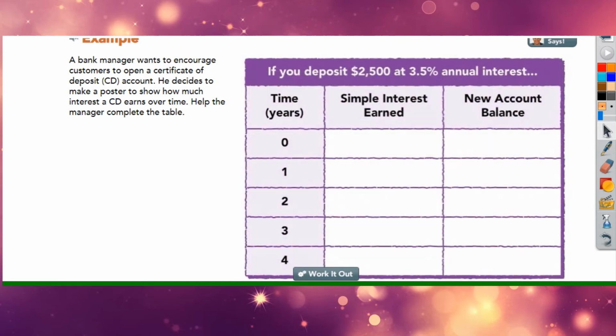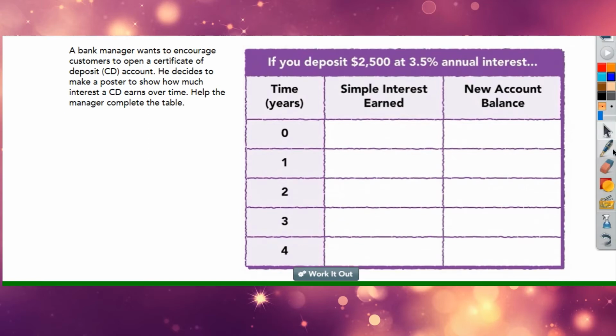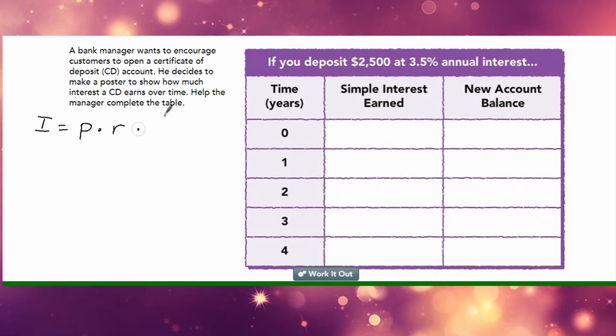A bank manager wants to encourage customers to open a certificate of deposit, or CD account. He decides to make a poster to show how much interest a CD earns over time. Help the manager complete the table. To help us solve this problem, we are going to use the simple interest formula, which is interest equals principal times the rate times time.